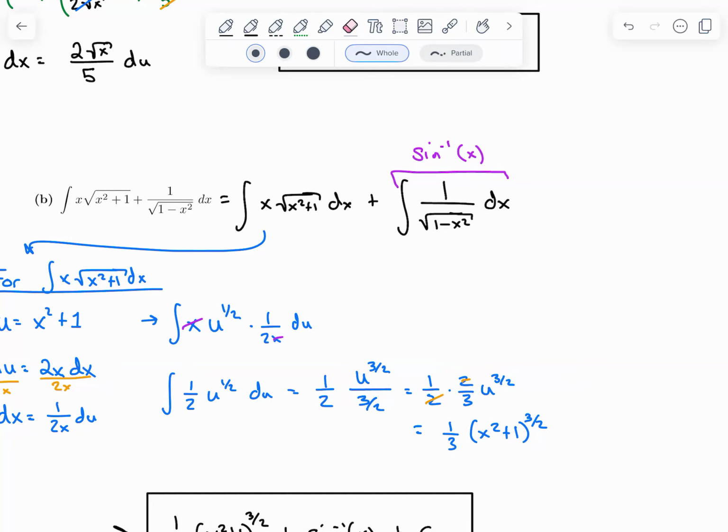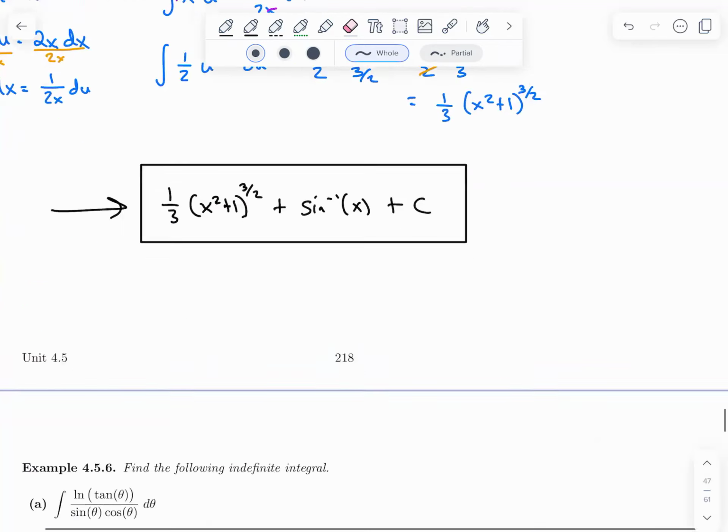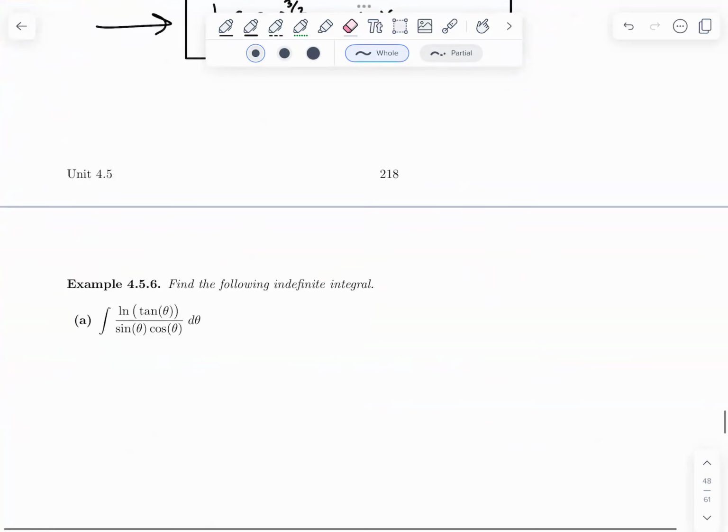But I say, if you do learn trigonometric substitution, since it is just a form of integral substitution, you get full credit. But this last one: find the indefinite integral of natural log of tangent of theta over sine theta cosine theta. I added this one this year because I love this problem. This is really trying to show you that you really just have to get your hands dirty. So there's a lot of options here.